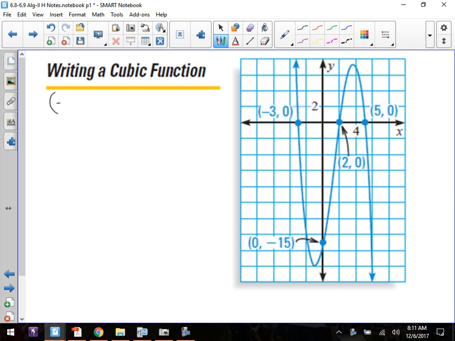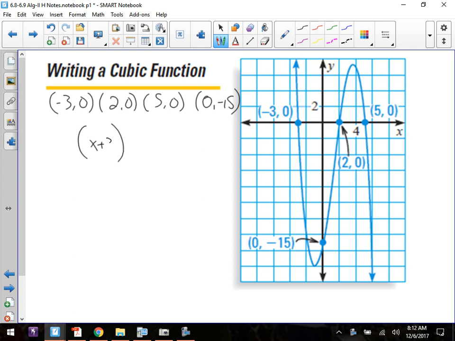We have ordered pairs (-3, 0), (2, 0), (5, 0), and then the other one is at (0, -15). The first three ordered pairs are zeros. The reason that they are zeros is because it's where the graph crosses the x-axis. You okay with that? All right. So if -3 is my zero, what's the term?